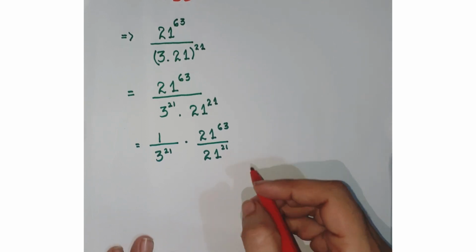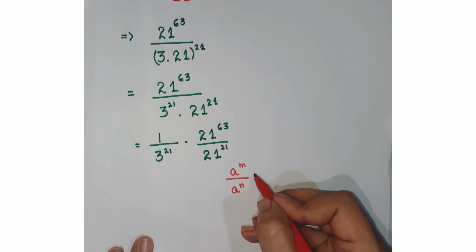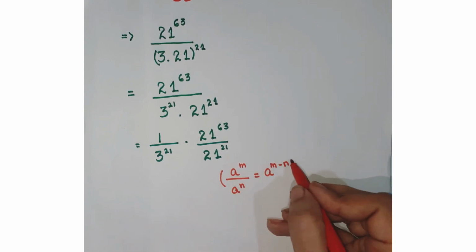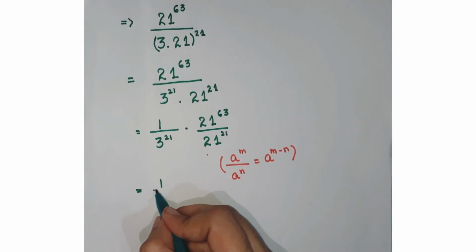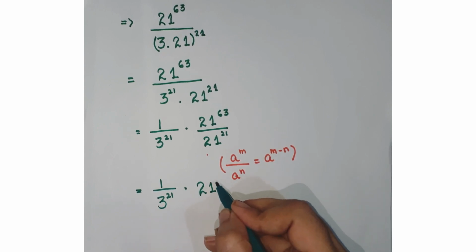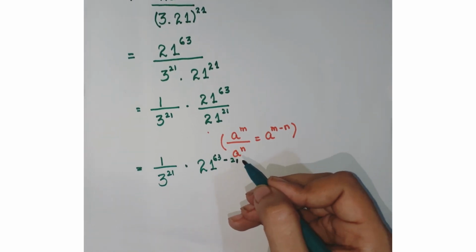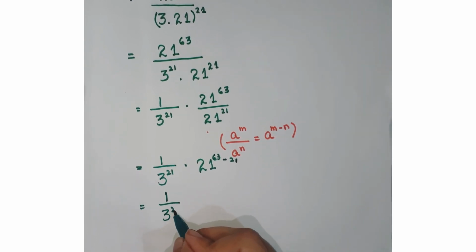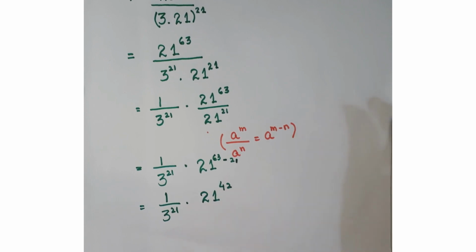As you know that a to the power m upon a to the power n can be written as a to the power m minus n. So applying this identity on this, you can write it as 1 upon 3 to the power 21 dot 21 to the power 63 minus 21. Further, this can be simplified as 1 upon 3 to the power 21 dot 21 to the power 42.